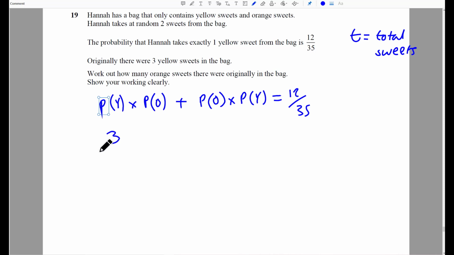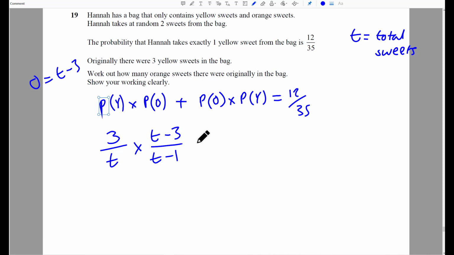So we know 3 over T is the probability of picking yellow first, right? 3 over T, we don't know the total sweets, times, so that's the P orange. So the number orange must be the total minus 3. So times T minus 3 over, there's 1 less sweet in the bag, remember? So that's why that's T minus 1.